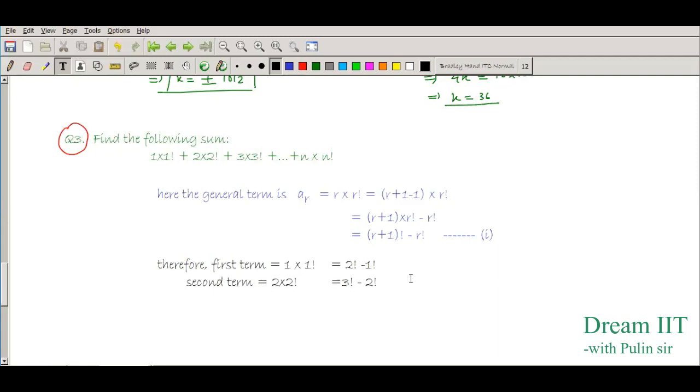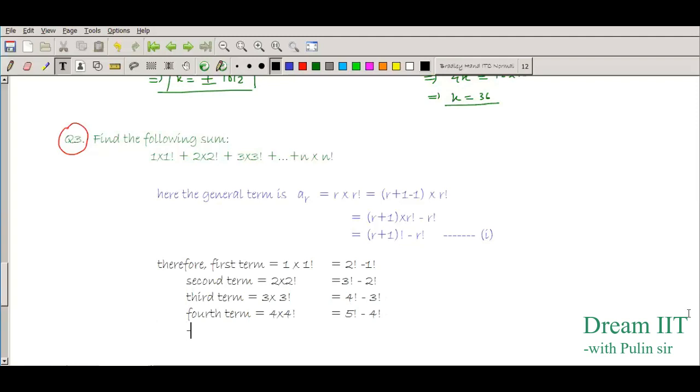Yes, very good. So now what will happen to this? You go for the third term. Third term is equal to 3 times 3 factorial, and then I can write this as 4 factorial minus 3 factorial. And one more term here, I'll write the fourth term. Fourth term is equal to 4 times 4 factorial equals 5 factorial minus 4 factorial.